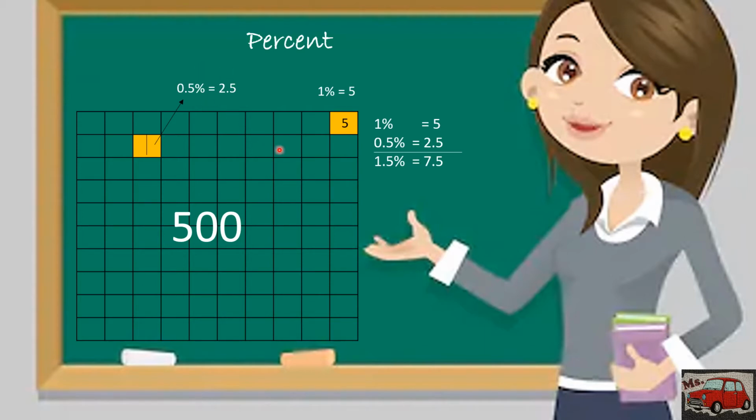Alright? So, ngayon, pag pinagsama mo siya or inadd mo, so i-add mo yung percent niya, meron kang 1.5%. So, dahil inadd mo yung percent niya, of course, i-add mo na lang din yung value nila. So, you'll get 7.5. So, kung kukunin mo yung 1.5% ng 500, the value of that is 7.5.